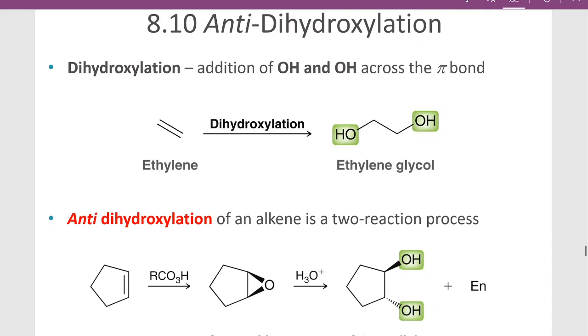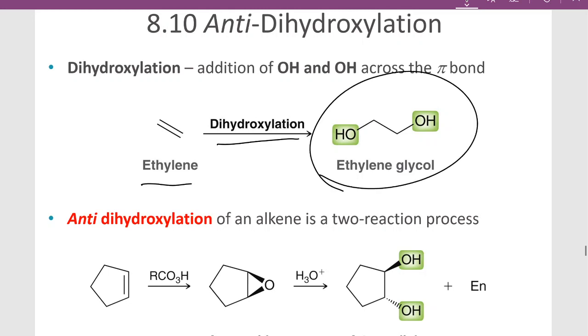Welcome back. In this video, we'll be discussing anti-dihydroxylation. So we're adding OH and OH across a double bond in anti-stereochemistry. In this case, you see that we have ethene, or ethylene, which is the common name for it. If we do a dihydroxylation reaction, we're going to add OH and OH to alternate sides of the double bond. So in this case, we produce ethylene glycol, which is used as an antifreeze.